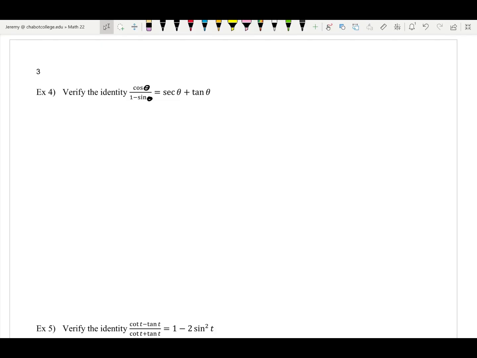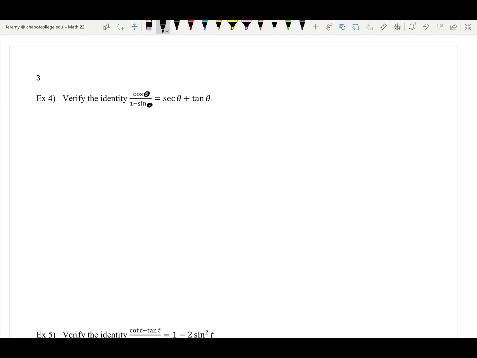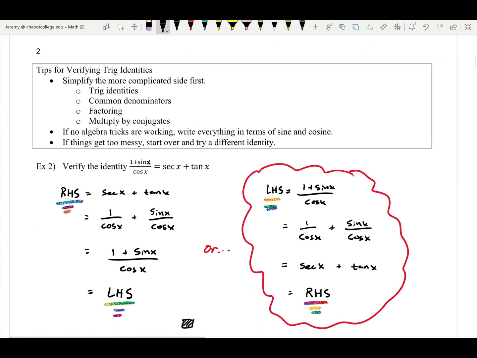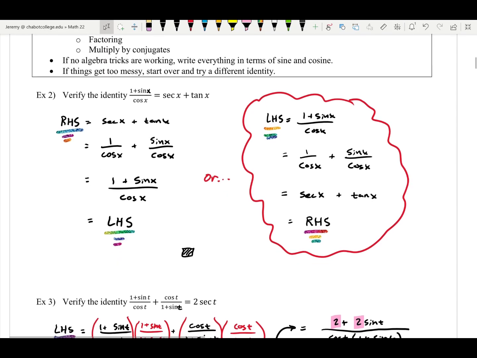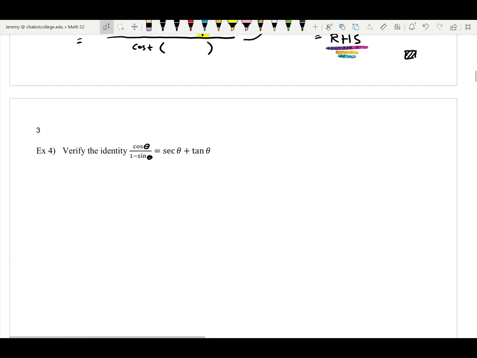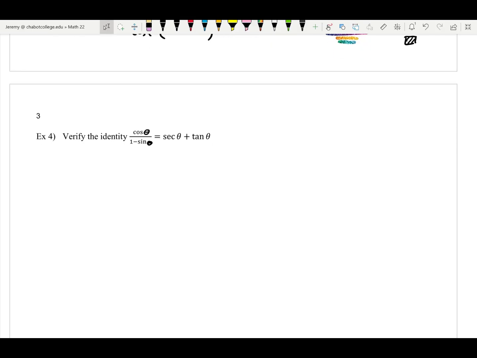Example 4, we want to verify this identity: cosine theta over 1 minus sine theta should be equal to secant theta plus tangent theta. Now I know this looks a lot like example 2. It isn't quite the same. Here we had 1 plus sine x over cosine x. This one we have cosine over 1 minus sine. So let's try this. How about we start with the left-hand side this time?